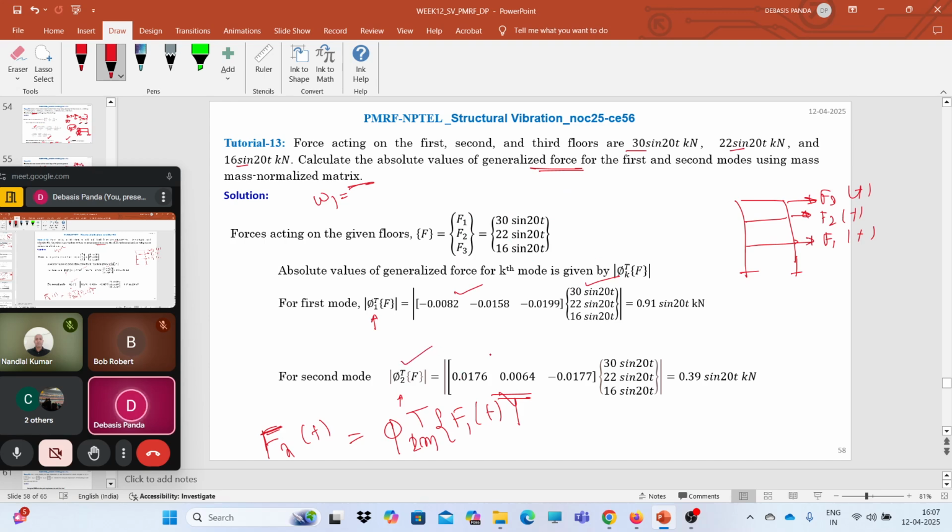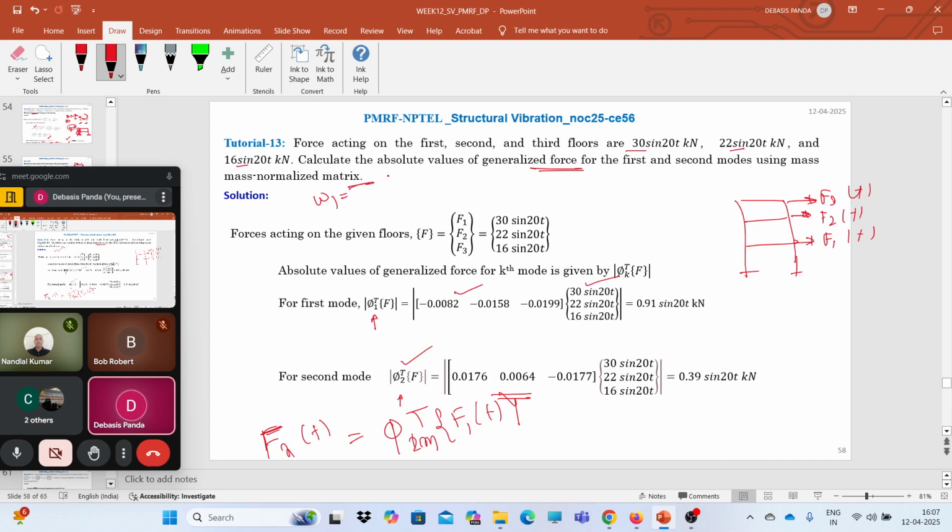This is again F2 of t. These are the generalized forces, and you will find what the generalized force is for the first mode with respect to the mass normalized modal matrix, and what the value of the generalized force is with respect to the second mode. Get it? So this kind of problem can also come. This problem can be cast like this.